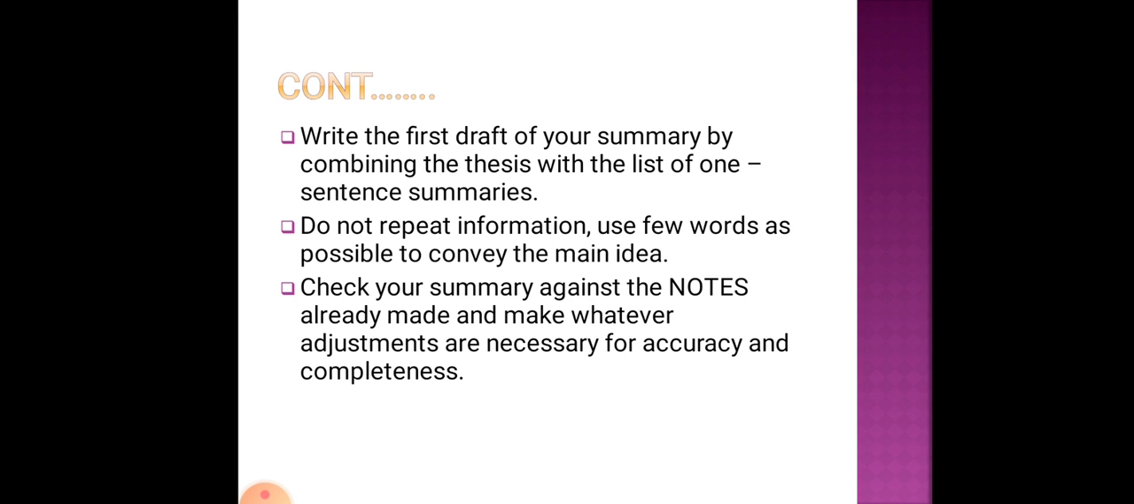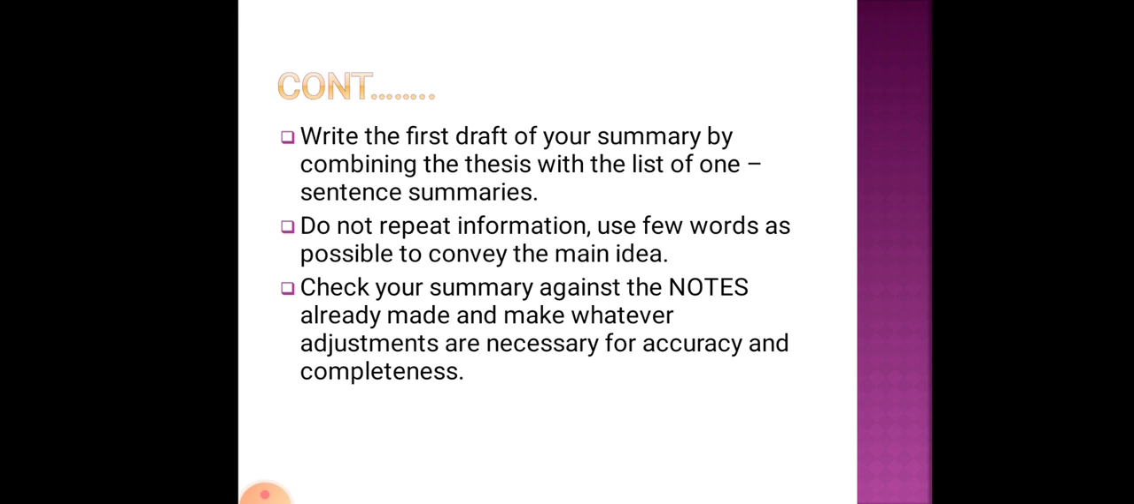For discursive passages, summarize in a sentence the author's conclusion. For factual passages, summarize in one sentence the subject's material and its key features. For narrative, literary passages, summarize in a sentence the subject's material and its key features. Write the first draft of your summary by combining the thesis with the list of one sentence summaries or by combining the thesis with one sentence summaries plus significant details from the passage. In either case, do not repeat information.